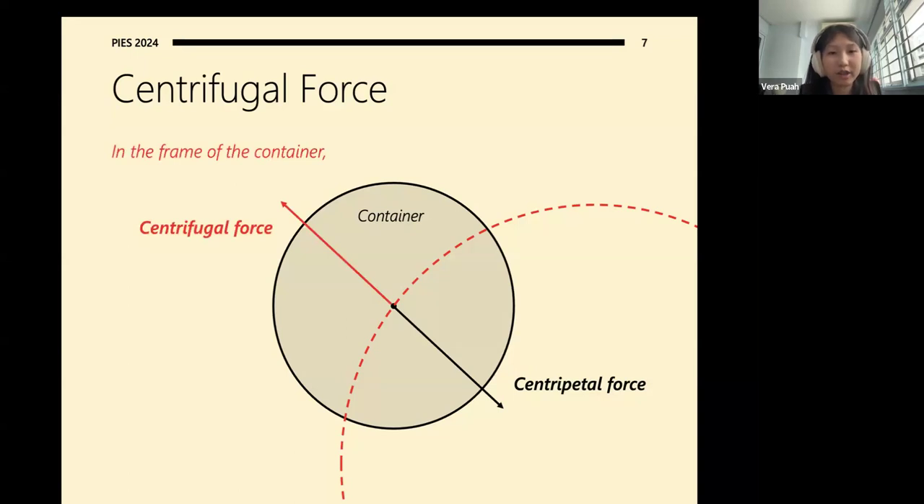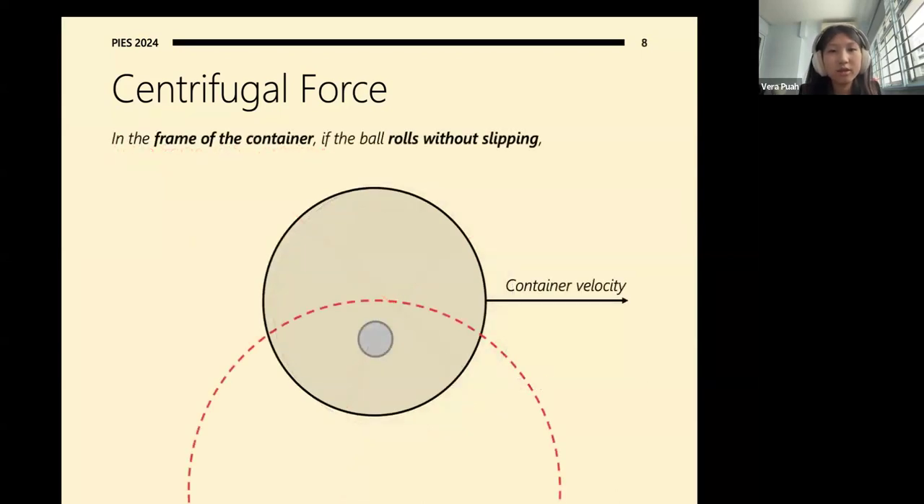From the frame of the container, there is this additional fictitious force that would not exist in the regular lab frame, or a frame that's observing the container at rest. Now, this centrifugal force is what we'll refer to later when we're talking about what drives the motion of the balls throughout the container. So in the frame of the container, if you were to have your ball roll without slipping, you would have some sort of centrifugal force acting on it as well, since it's moving within the frame of the container. So let's say it has a certain velocity.